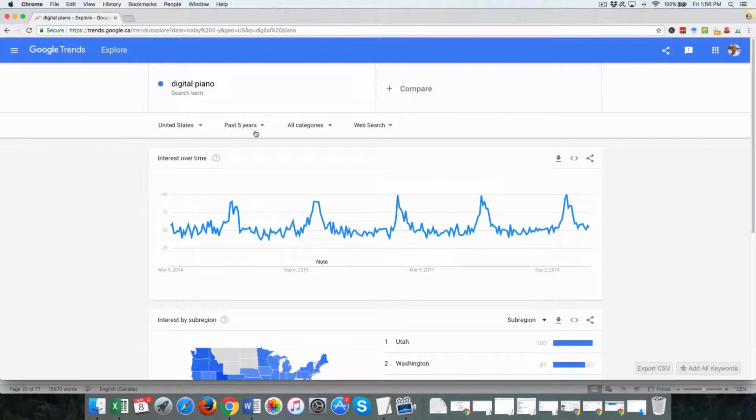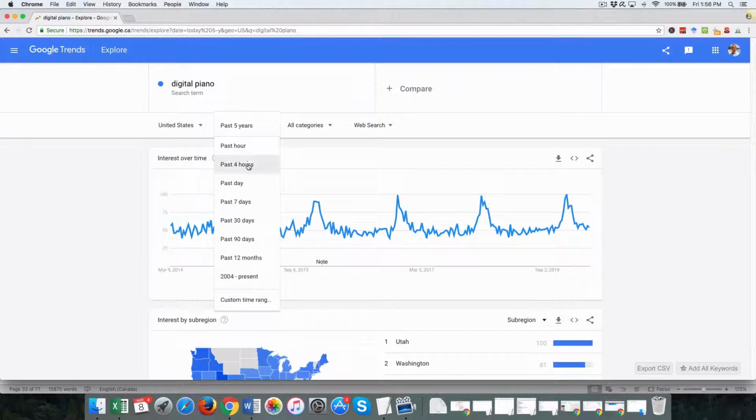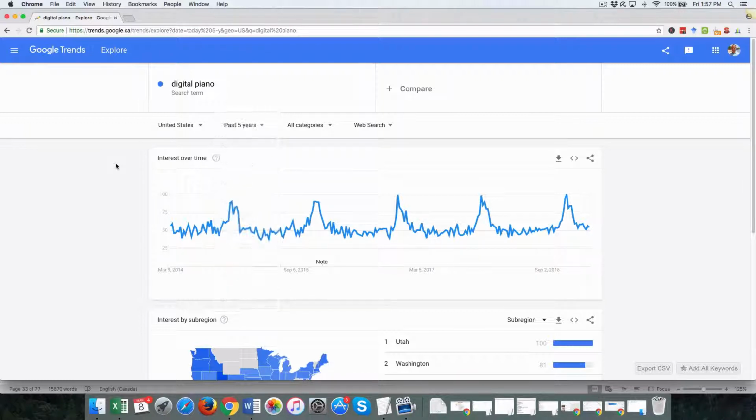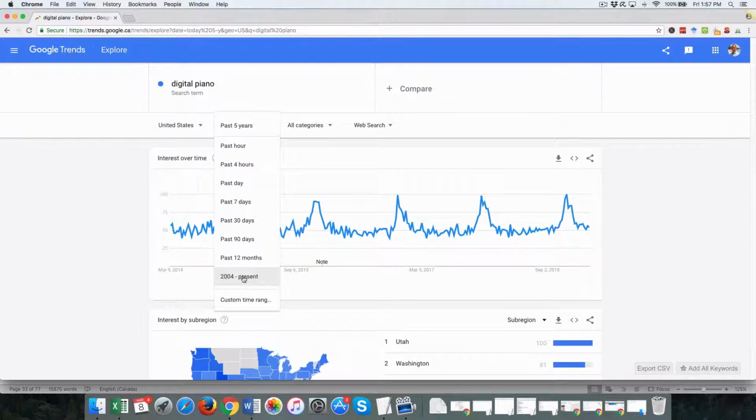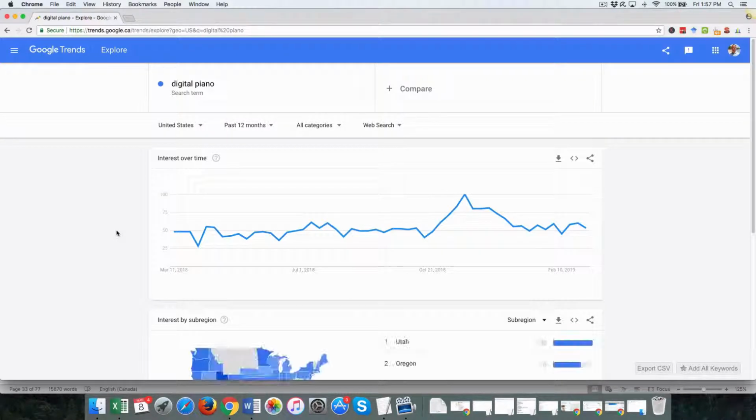So anyway, that's basically it. You can also take a look, like I said, over the 12 months. So the time frames that I would recommend you look at are, again, 2004 to present, past 5 years, and then past 12 months, just to see in 1 year the annual cycle. And like I said, for digital pianos, it's very stable for most of the year.